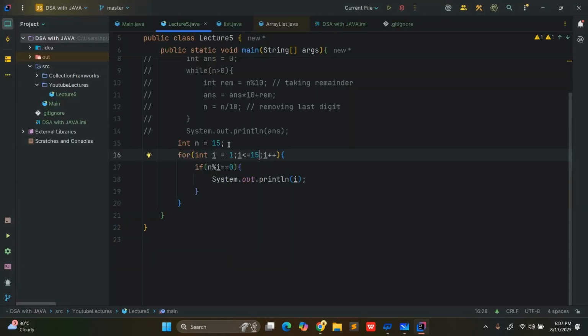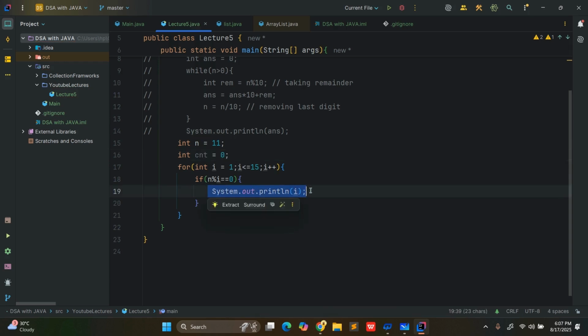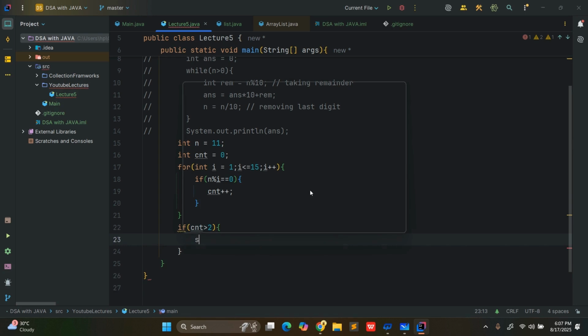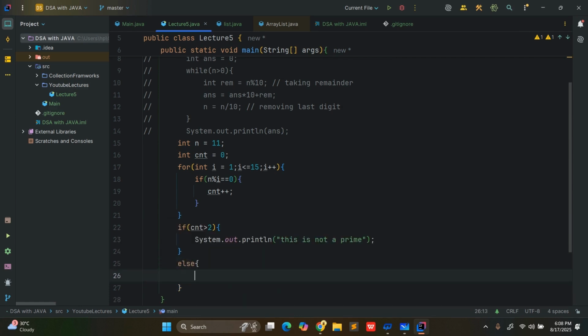Let's do this in code. It is the same as before, I just want to modify it. I will take n as 11, which is a prime number. So instead of printing, I will maintain one count that counts the number of factors. I will increase my count, but I can check if the count is greater than 2, then I will say this is not a prime. Else, I will write that this is a prime number.